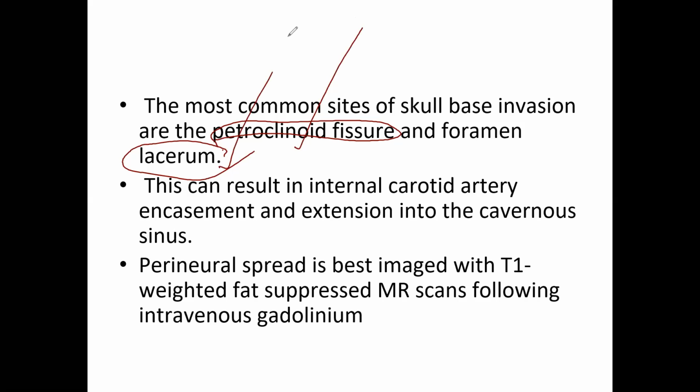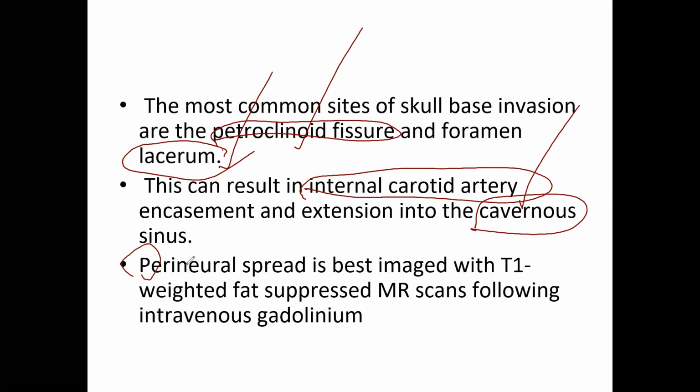This can result in internal carotid artery encasement and extension into the cavernous sinus also. Perineural spread, which we have already seen before, can be seen with T1 weighted fat suppression MRI scans.